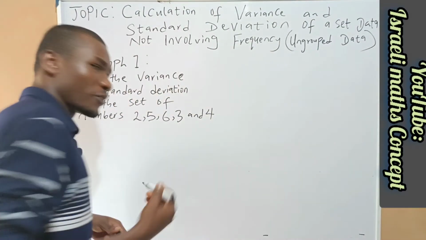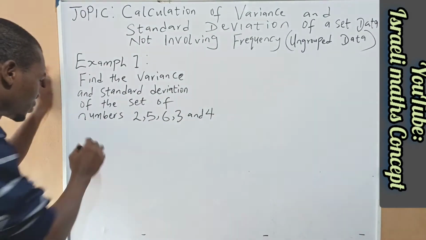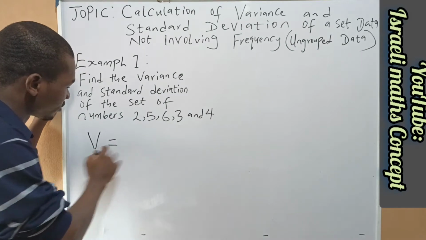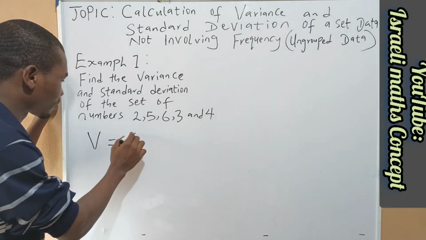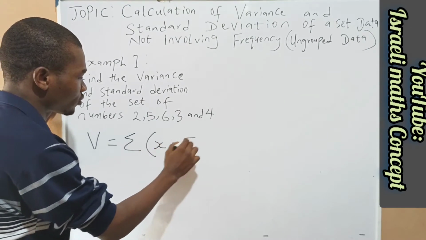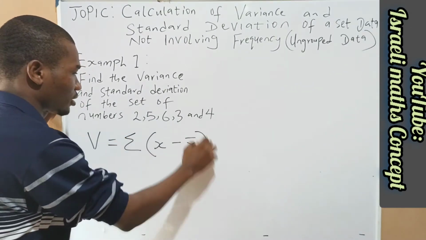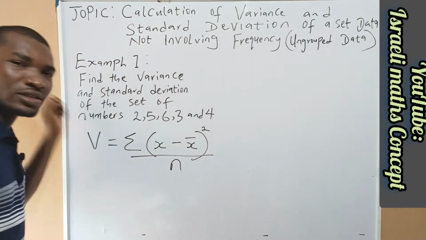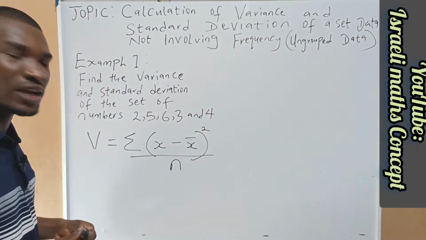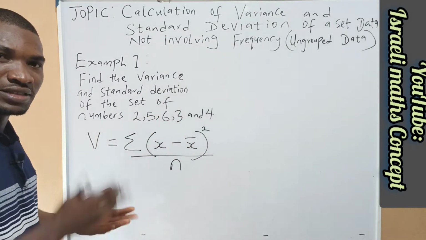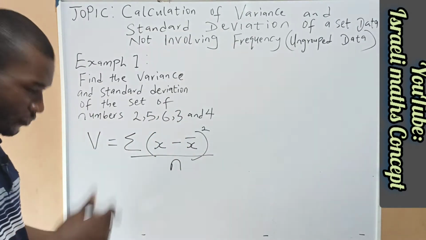And the formula for finding your variance is very simple, and that is your variance V. Your variance V is given as the summation of, in bracket, x minus bar x, all squared, all over n. This is basically the formula for finding the variance of a given set of data that does not involve frequency.